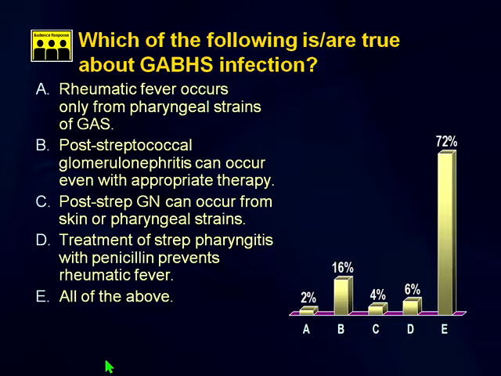And then D, treatment of strep pharyngitis with penicillin prevents rheumatic fever. And that's true. That's why we treat strep throat. We're treating strep throat not necessarily to make the patient feel better. It will, maybe by a day. But the real reason is we want to prevent rheumatic fever. Be sure you understand all 4 of those. If you're confused, come talk to me after the lecture.